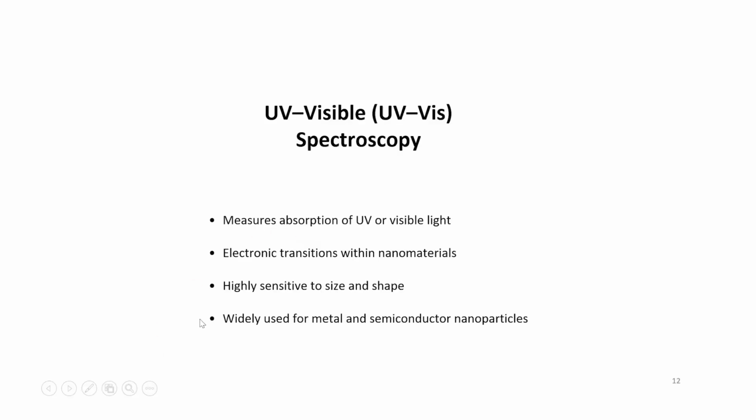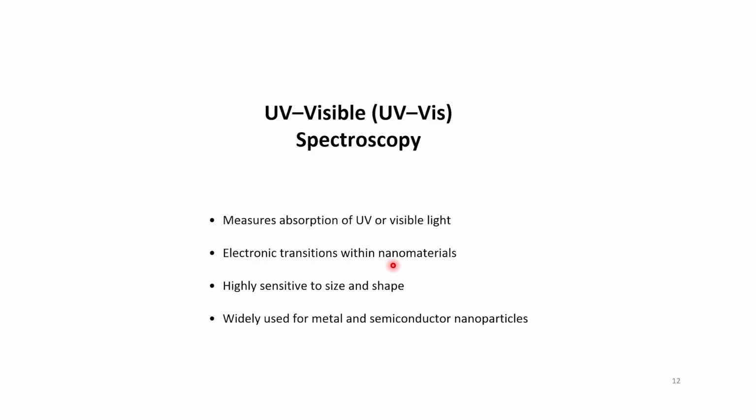Now, UV visible spectroscopy. This is basically the first type of characterization that we usually use to know what wavelength of light is capable of being absorbed and emitted by your material. So you determine that via UV visible spectroscopy, the ultraviolet visible spectroscopy. This measures the absorption of UV or visible light.